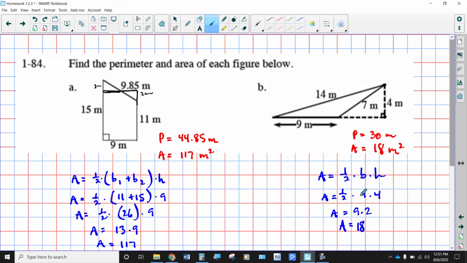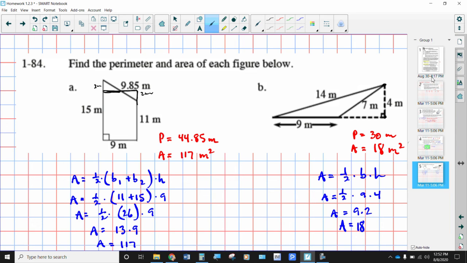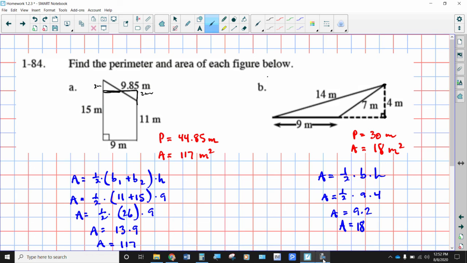So we're going to multiply base times height, and then cut it in half because triangles are 1/2 the area of any parallelogram with the same base and height. And you get half of 36 or half of 4 times 9. Either way, this gives you 18 square meters. All right? Hopefully all that makes sense to you.